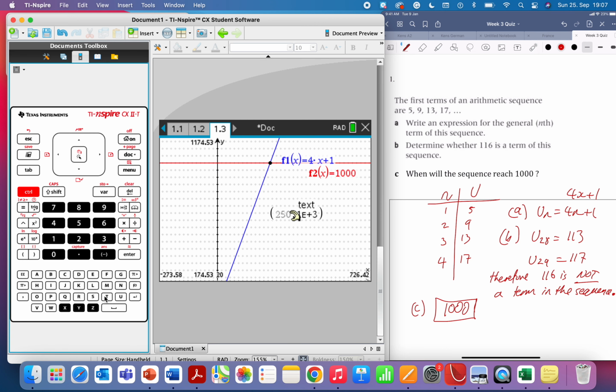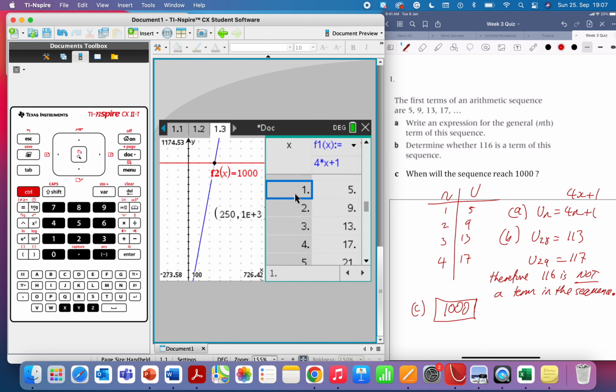Control T, the table of values. Basically, I want to guess numbers here that make this close to 1000. You can kind of guess that 250 will do it, right? Because 4 times 250 is already 1000, plus 1. So it looks like 250 is an easy answer, but let me show you the calculator way anyway.